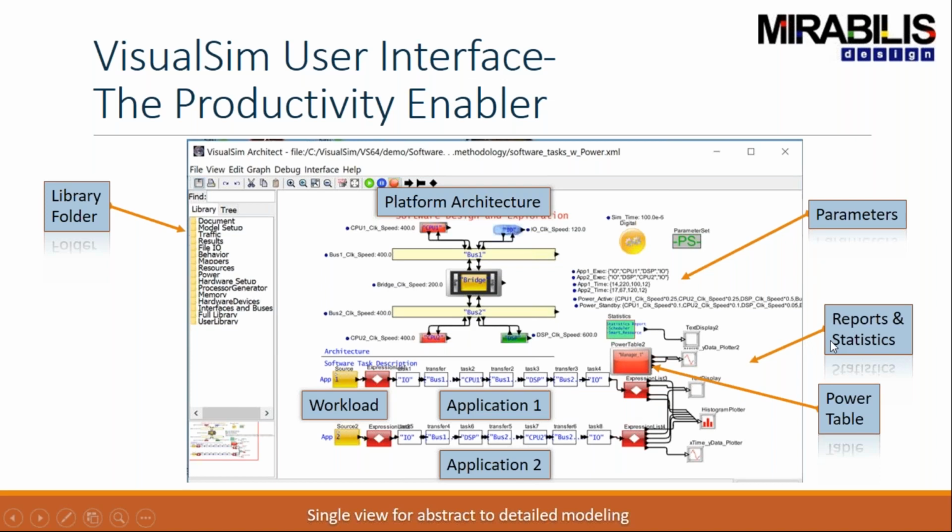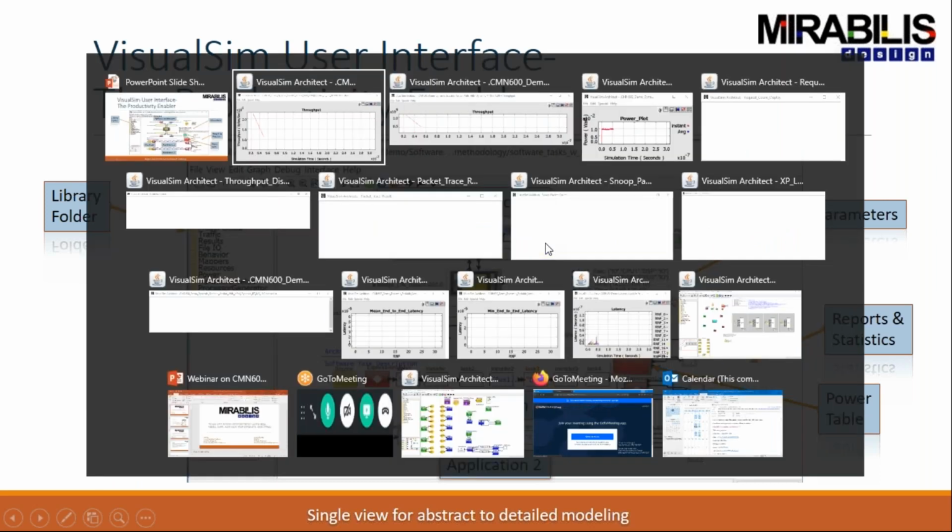And then we have the reports and statistics. We have the power table, which is responsible for calculating the power across different modules. Then we have the use cases here. As you can see, we have the workload, the software task description, and the hardware description on top. We map all these tasks to a particular piece of hardware. That is the basic flow that is happening here. We will look into more detail here. Let me just try to go over the block diagram.